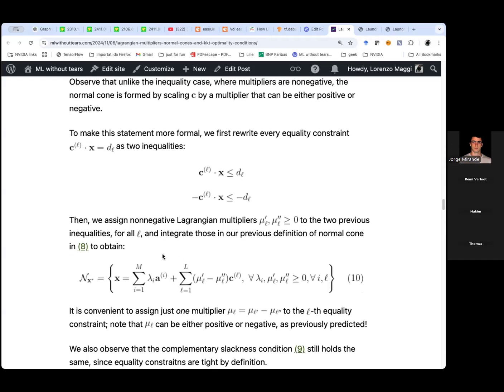So we said we are at this point where we have a slightly more complicated expression for this normal cone, but then we realized that a difference between 2 positive numbers can be either positive or negative. So there is no reason to have this mu prime and mu 2. We just call it mu, and this mu can be either positive or negative. So basically it has to be real.